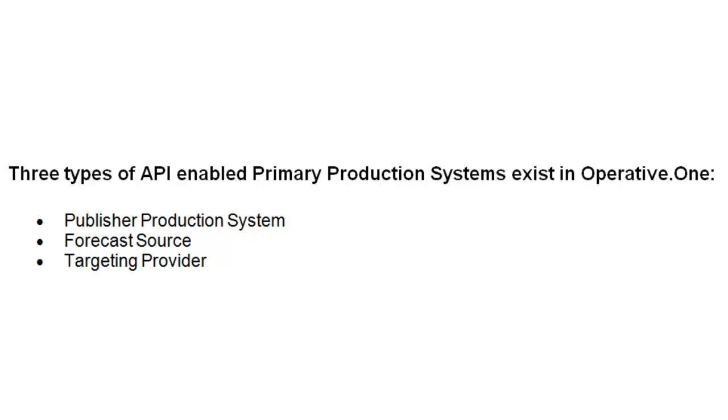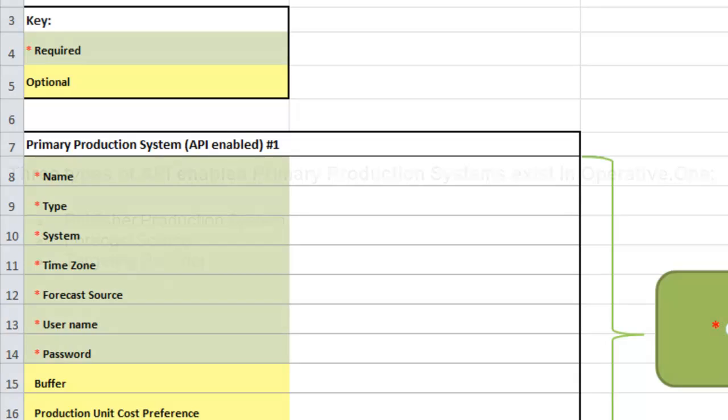Your business must determine how many API-enabled primary production systems it needs to create. Select and define all the API-enabled primary production systems in the form. An updated list of these primary production systems supported for API-enabled integration with Operative.One is available in this item's content. Your business will need to configure your API-enabled primary production systems in the Primary Production Systems API-enabled configuration form based on the information in this item's content.